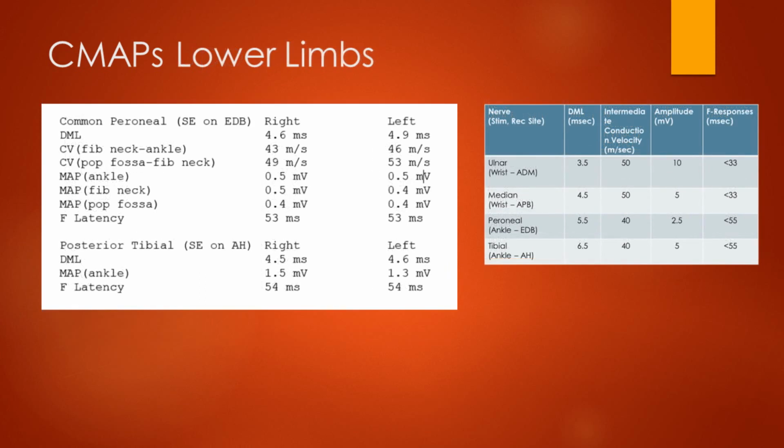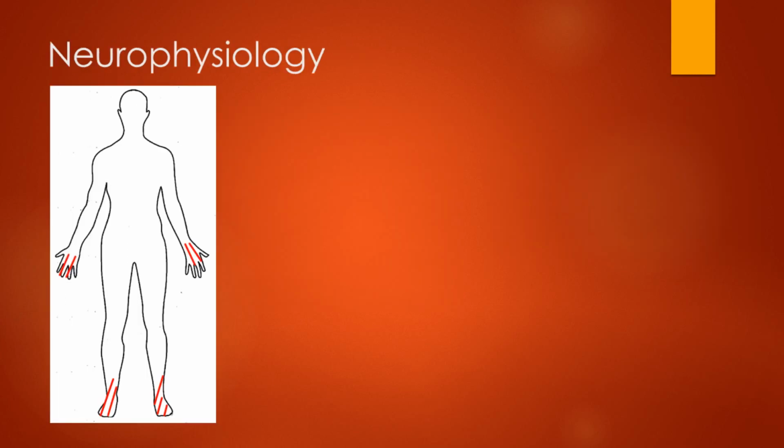If we have a look at the lower limbs, what we can see is that there are small motor amplitudes for both the peroneal EDB motor responses and the tibial AH responses, with no evidence of any significant slowing to account for the symptoms. Let's put this all together now.